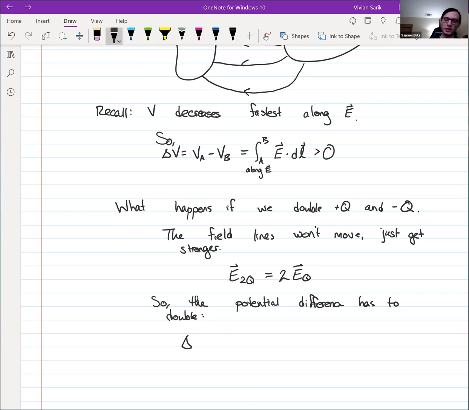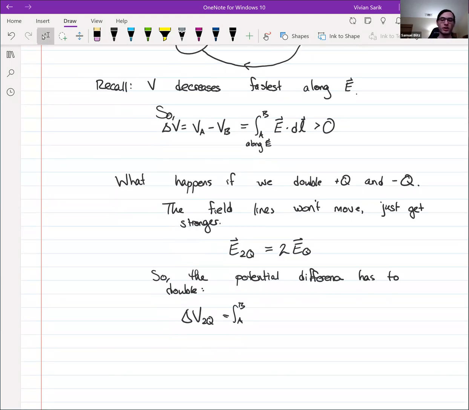So delta V for 2Q would be an integral from A to B. It's along the same path because the electric field lines aren't moving. But now we're integrating over the electric field from the 2Q system, and we know that electric field is just twice as big. So this would be 2 times the integral of the electric field with 1Q, and that's just 2 times the change in the potential.